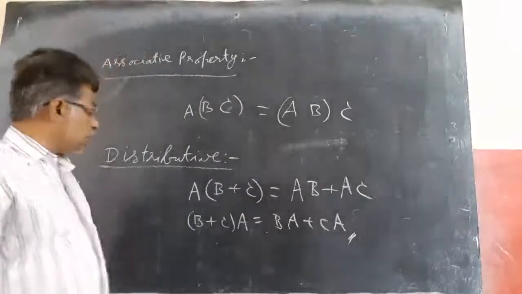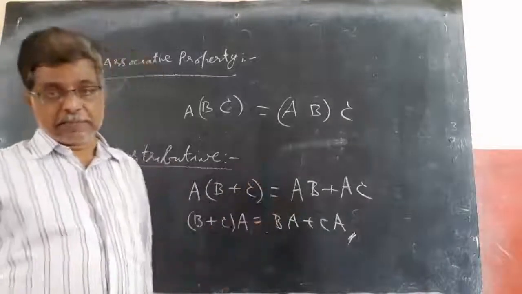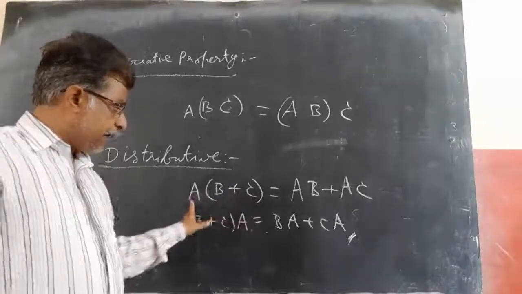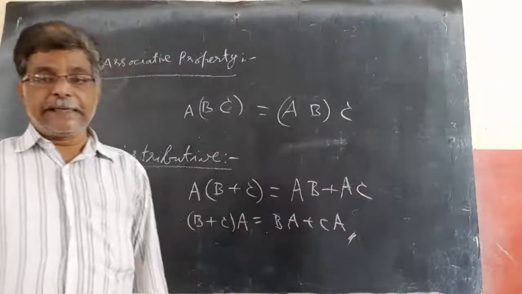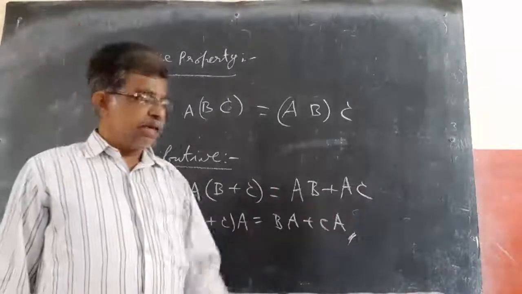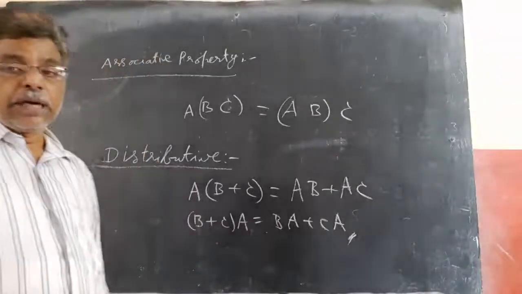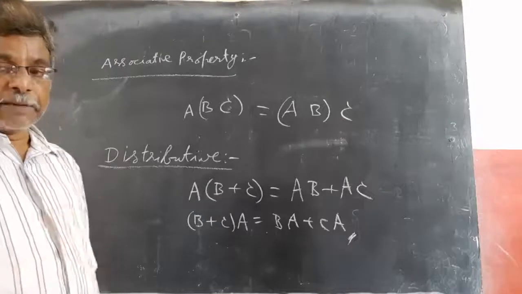So distributive law is applicable in matrix multiplication as well as addition. This is a combination of both. You should multiply and then add. So A into B plus C, you know the distributive property. A into B plus C equal to AB plus AC. Like B plus C into A is BA plus CA. You can apply the distributive property in addition and matrix multiplication.